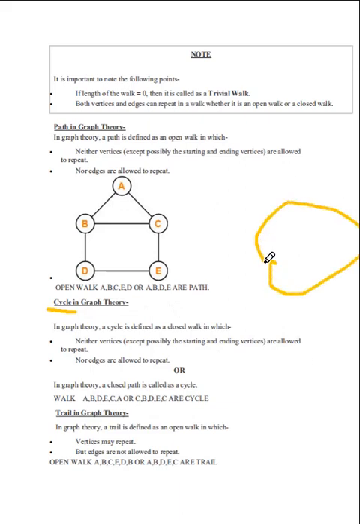From there, I'm reaching the same place. So it's a closed walk, isn't it? Obviously it's a closed walk. Now, for the same graph, if you can see this, the walk A, B, D, E, C, A is a cycle. It's a cycle because it's a closed walk where no vertices and no edges are repeated. Alright, understand that. And one more type of walk is a trail.